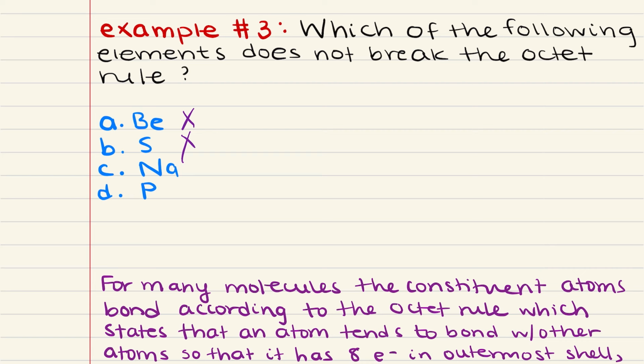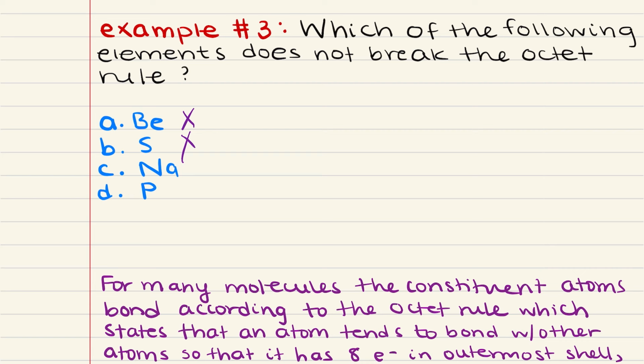But still, let's talk about our last answer choice, phosphorus. Phosphorus has an atomic number of 15. It's in group 15 with 5 valence electrons. And while phosphorus can follow the octet rule, it can also exceed the octet rule, and it can house up to 10 valence electrons. And so again here, it can follow, but it can also break the octet rule. So that's not what we're looking for.